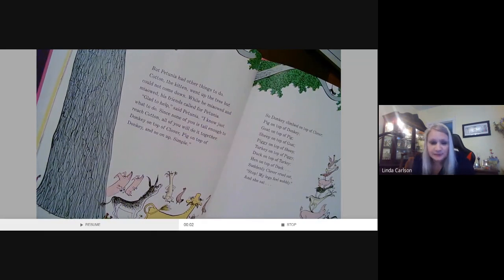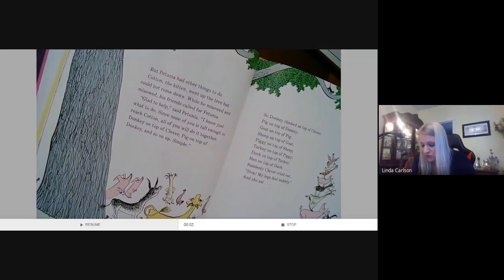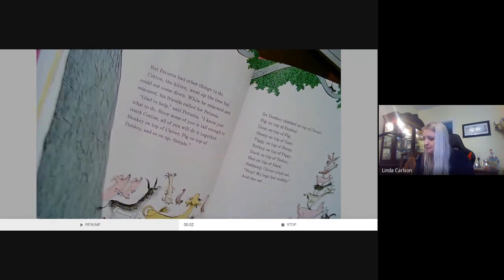So let's see what else happens. But Petunia had other things to do. Cotton, the kitten, went up the tree and could not come down. While he meowed and meowed, his friends called for Petunia. "Glad to help," said Petunia. "I know just what to do. Since none of you is tall enough to reach Cotton, all of you will do it together. Donkey on top of Clover, pig on top of donkey, and so on up. Simple."